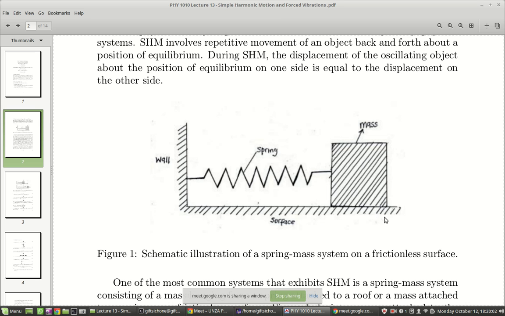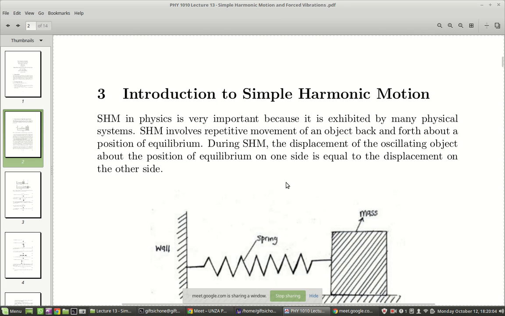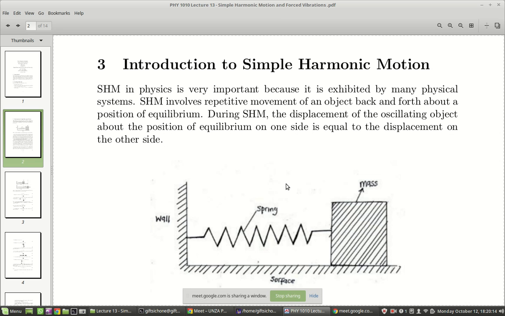The reason why we are looking at simple harmonic motion is because a lot of things exhibit this kind of motion, and that's the reason why we're looking at it.